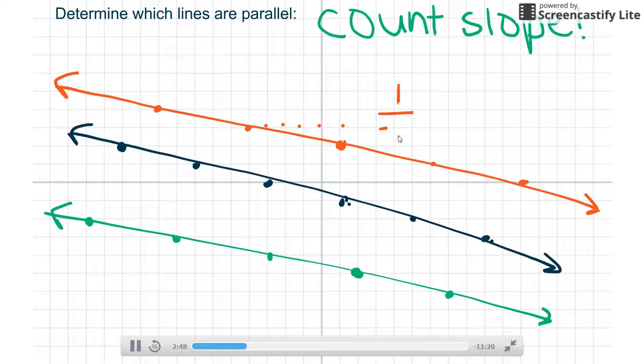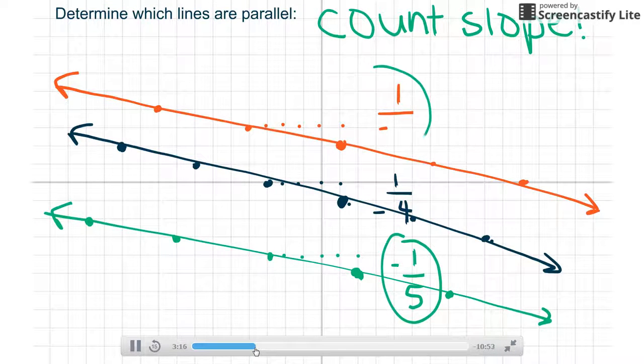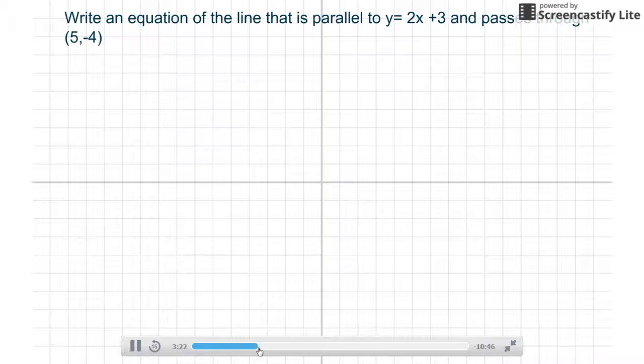So red's negative 1/5. Then I go to the blue: 1, 2, 3, 4. So it's close, but not close enough. So those are actually not parallel. They will eventually cross somewhere. And then the green one, I'm going to start right here, count up 1, over 1, 2, 3, 4, 5. So we can see that the green and the orangish red ended up being the exact same.